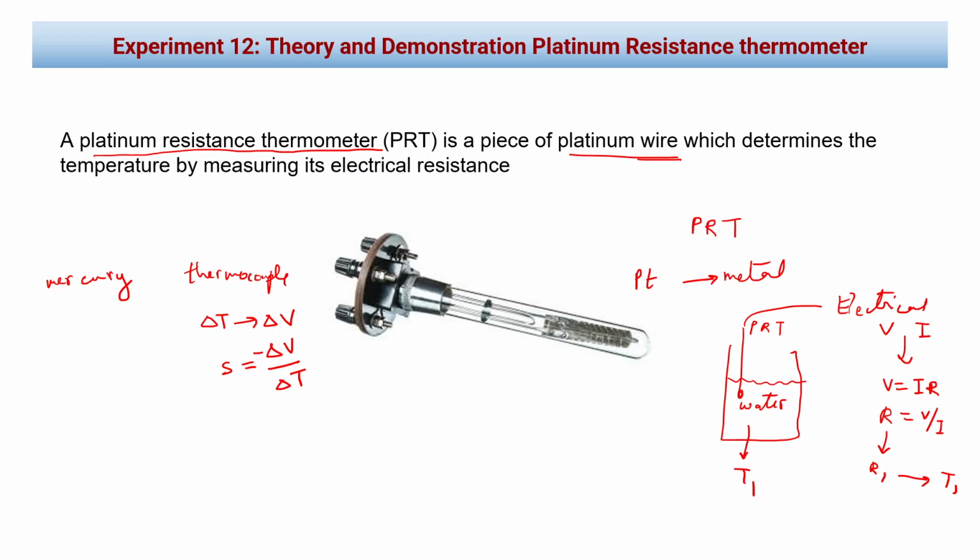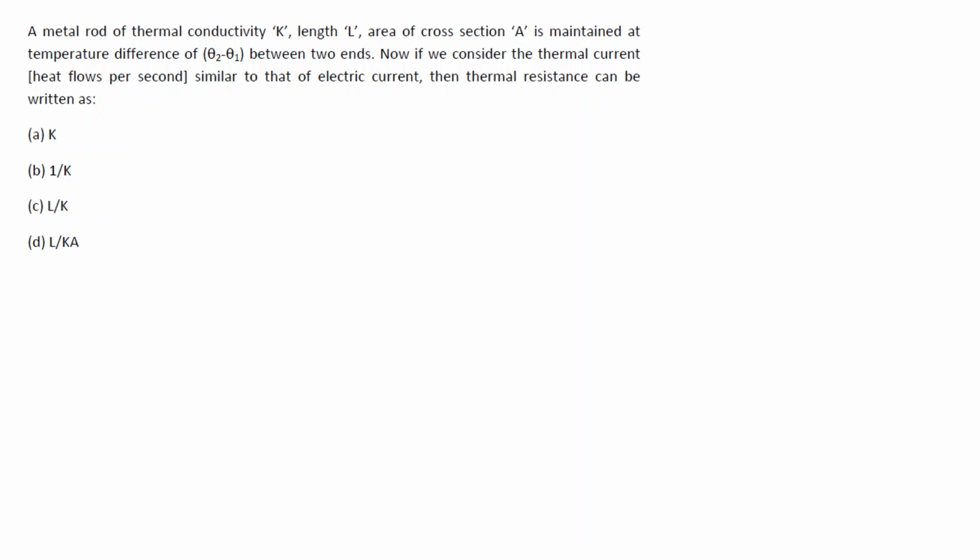But now let's do questions based on the theory for the experiments that we discussed till now. So first question is, a metal rod of thermal conductivity K and length L, area of cross section A is maintained at temperature difference of theta 2 minus theta 1 between two ends. Now if we consider the thermal current similar to that of electric current, then thermal resistance can be written as.